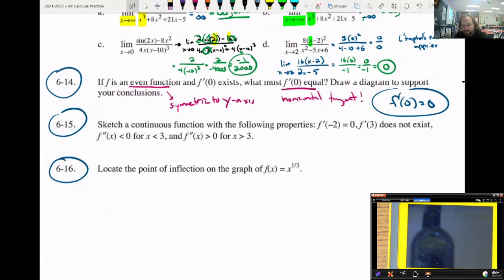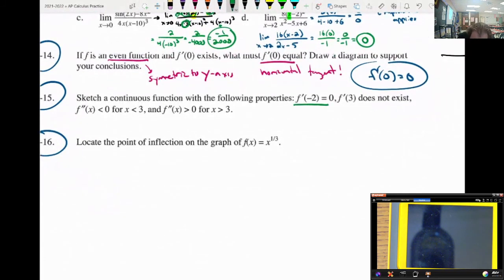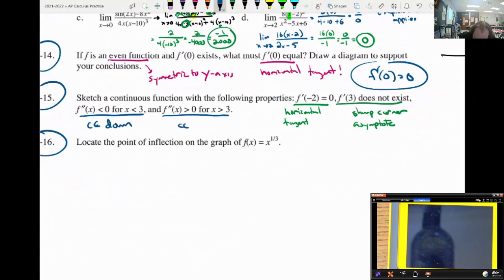615, sketch a continuous function with the following properties. F prime of negative 2 equals 0. That's going to give us a horizontal tangent. F prime of 3 does not exist, so we can have a sharp corner there. Or an asymptote. That would be an option too. And f double prime of x is less than 0 for x less than 3, so it's got to be concave down. And f double prime of x is greater than 0 for x greater than 3, so that's got to be concave up.